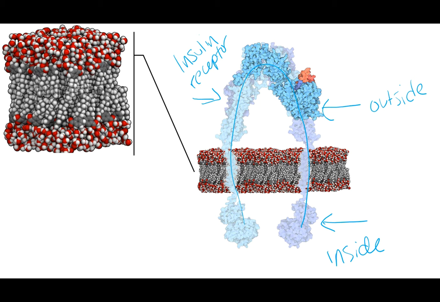And insulin tells your cells, hey, there's a bunch of sugar in your blood. You have high blood sugar. So, hey, cell, why don't you take up some of this glucose so you can use it for all your cellular functions? This red molecule right here, that's actually the insulin molecule.